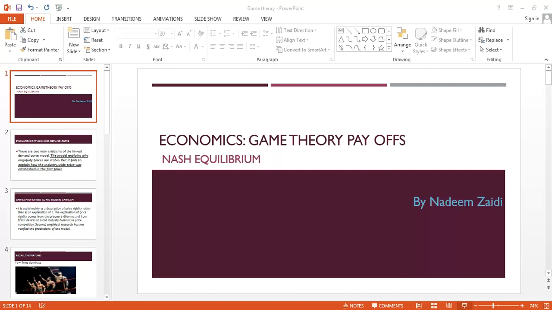So let's look at this matrix that you have in front of you. It is called the game theory payoff matrix. And here there are two firms. We're just assuming a simple world in which there are two firms, firm A and firm B. They are interdependent. What do you mean by interdependent? That their decisions will be based on the decisions made by the other firm.